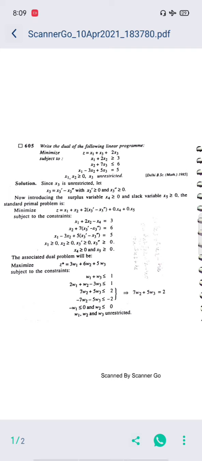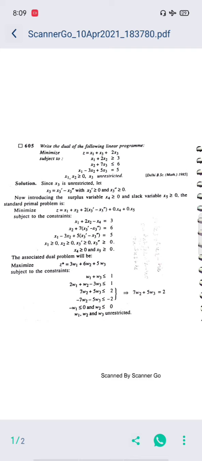Next problem, write the dual of the following linear program. Minimize Z equal to x1 plus x2 plus 2x3 subject to the constraints x1 plus 2x2 greater than or equal to 3, x2 plus 7x3 less than or equal to 6, and x1 minus 3x2 plus 5x3 equal to 5, where x1, x2 are greater than or equal to 0 and x3 is an unrestricted variable. So first, since x3 is an unrestricted variable, we can represent x3 as a difference of two positive quantities x3 dash and x3 double dash. That is x3 equal to x3 dash minus x3 double dash with x3 dash greater than or equal to 0 and x3 double dash greater than or equal to 0.